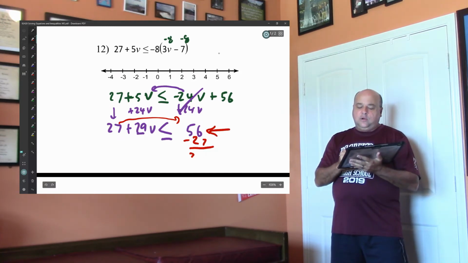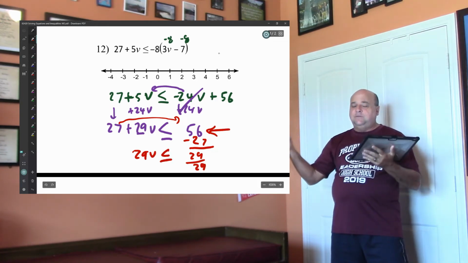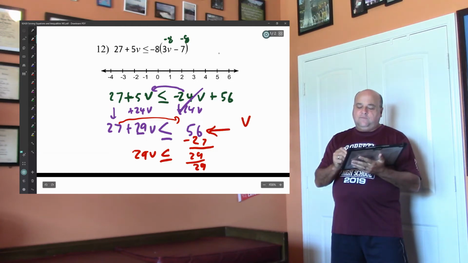And when you hit enter, you get 29. Drop down the 29V and then divide by 29. Since we divided by a positive, the inequality won't change. So we're going to get V less than or equal to 29 divided by 29, which is 1. So this would be the answer.